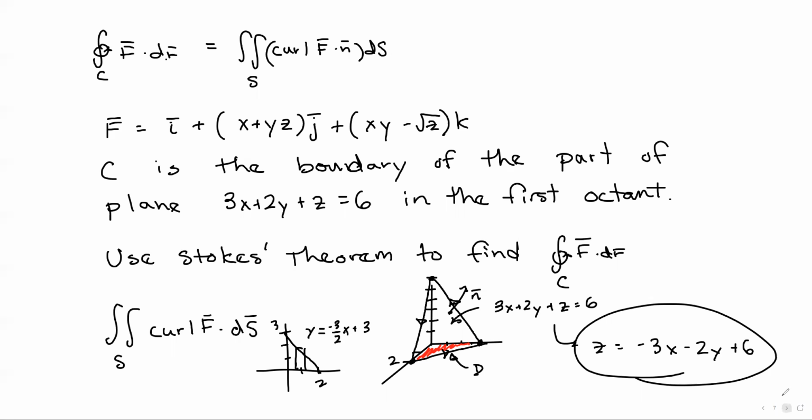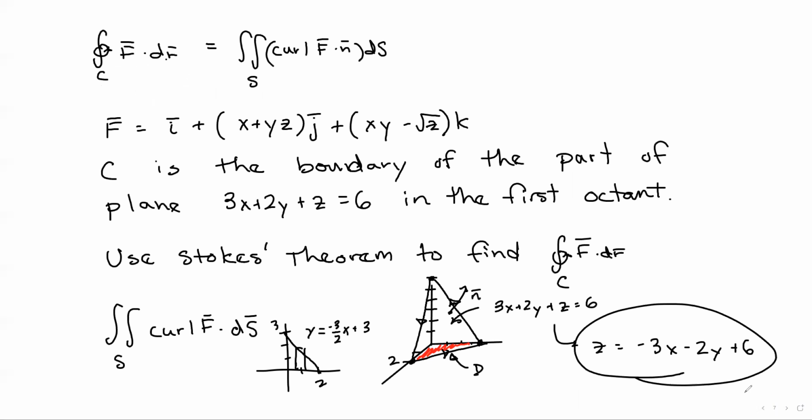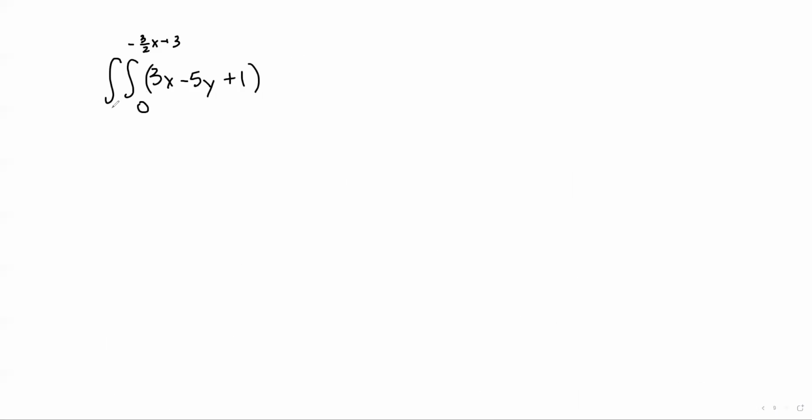So we want to integrate. That's going to be our top bound. And so we're going to have 0 to -3/2 x plus 3, and then we want to do that from 0 to 2. So we've got dy dx. And so now it's just some simple integration here. We're going to get 3xy minus 5/2 y squared plus y, from 0 to -3/2 x plus 3, dx.